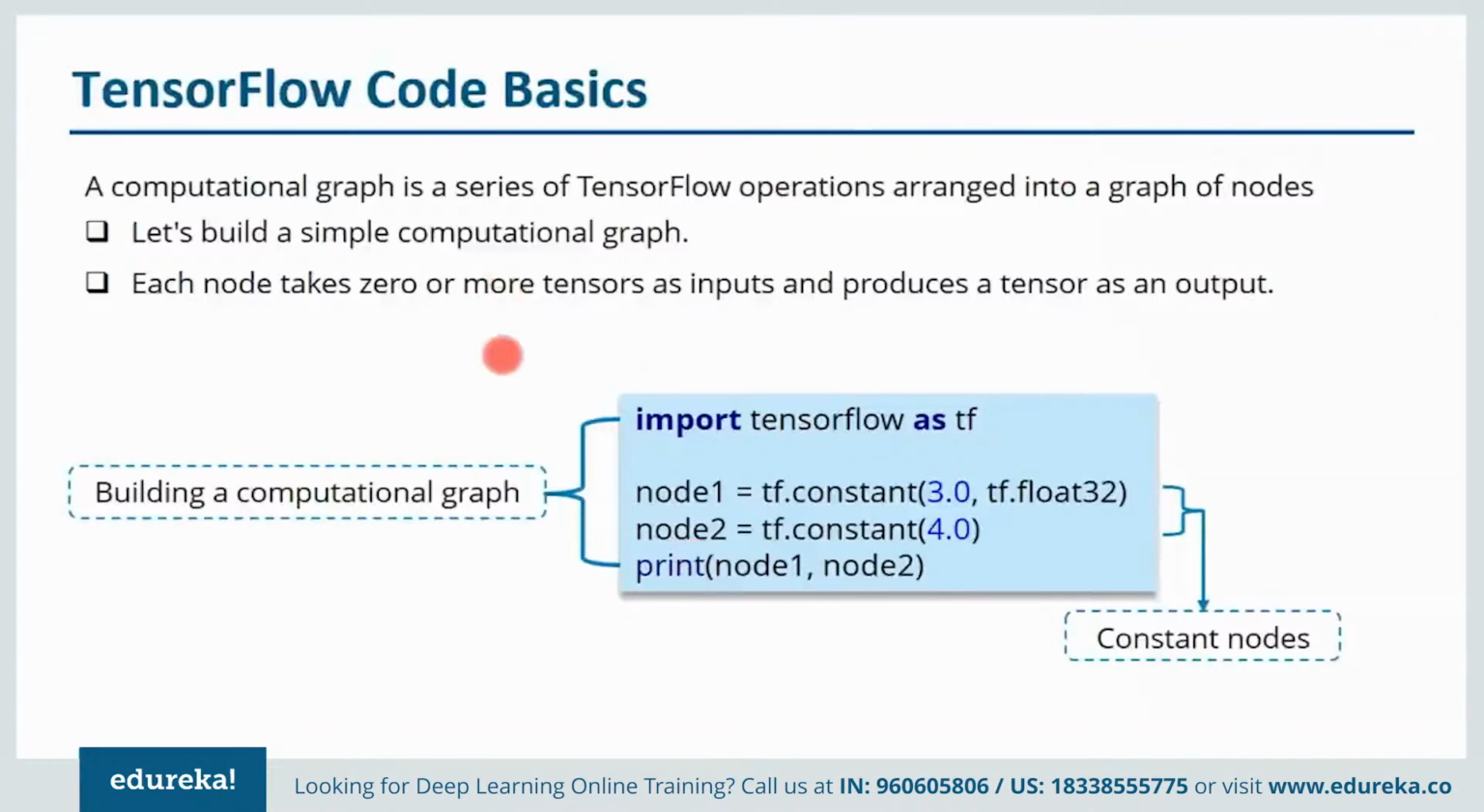So basically we have built a computational graph, and in this graph each node takes 0 or more tensors as inputs and produces a tensor as an output. One type of node is a constant, which I've told you about earlier as well. These TensorFlow constants take no inputs and output a value which is stored internally. Now what I'll do is actually execute this in my PyCharm. So for that I'll open it.